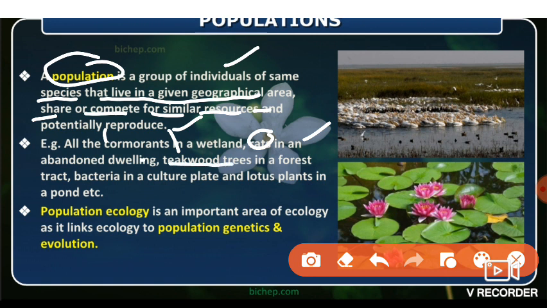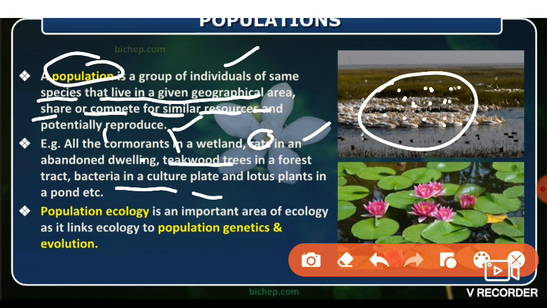Teakwood trees in a forest, we can take it as a population. And not only animals, plants are also a population. And bacteria in a culture plate, yes, we can take it as a population. For example, this is a petri dish or culture. Here you can see plenty of bacteria. These all belong to the same population. We can see it as a population.